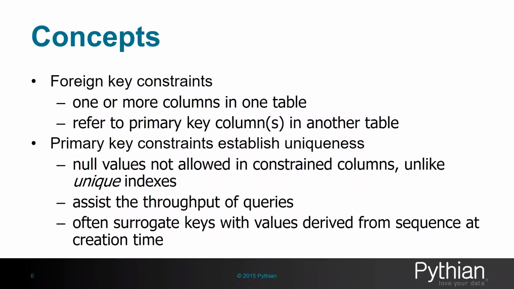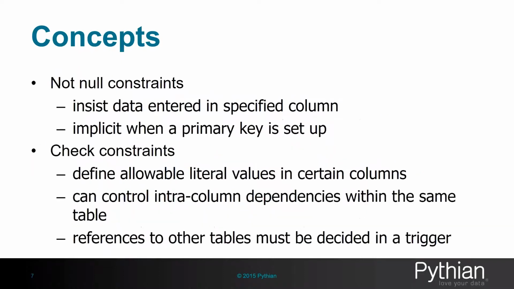Many times when one is confronted with the need to have multi-column primary key, one uses surrogate keys with values derived from a sequence when the rows are initially inserted into the table. We've known about not null constraints for a long time. We've known about check constraints for a long time. The check constraint, of course, does intra-column dependency enforcement, and if one wants to reference columns in another table, data values resident in that other table, one must use triggers.